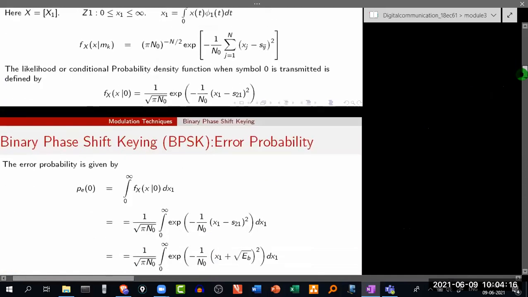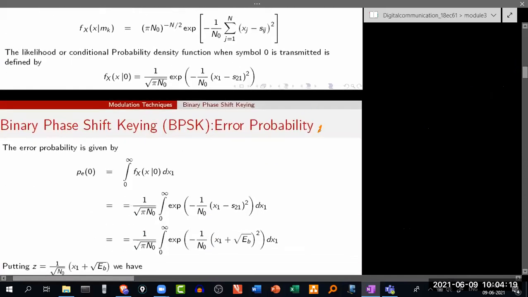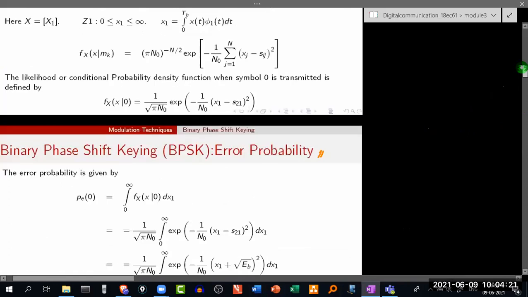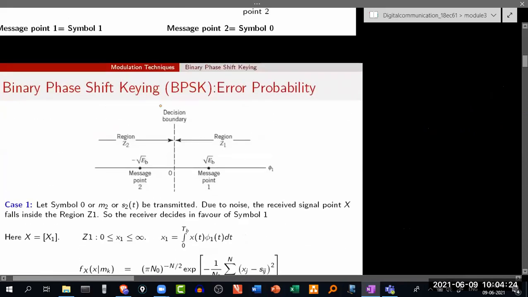In our next class, we'll continue with how to calculate error probability. In this class, we got to know how to form this constellation diagram, where this represents signal S1, this represents signal 2, and this entire region starting from 0 to positive infinity, we call region Z1, and we call the region starting from minus infinity to 0 region Z2. This is important while calculating error probability, which we'll consider in our next class.